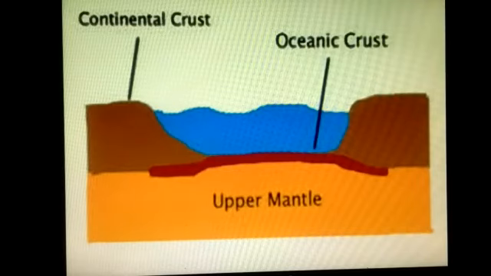Oceanic crust is more dense than continental crust, and it is made up of mostly basalt, and it is newer than continental crust. Continental crust is less dense than oceanic crust, mostly made up of granite, and it is older than oceanic crust.